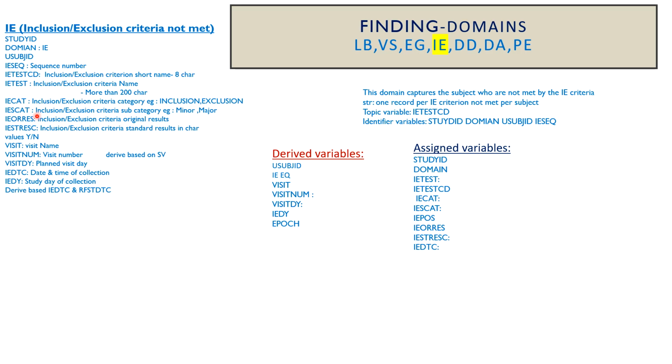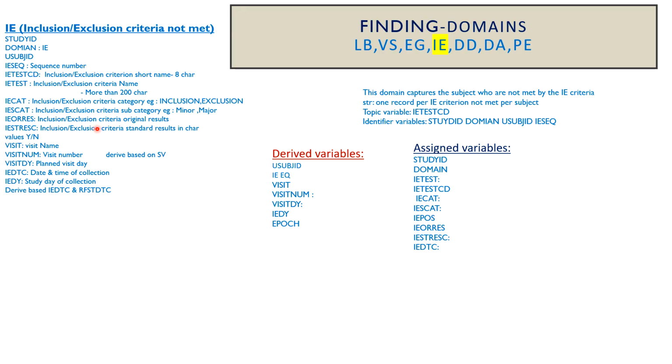Okay. So category and subcategory: for this criterion, which category, either inclusion category or exclusion category. For subcategory, like minor or major, in that way we need to allocate. Then original results.